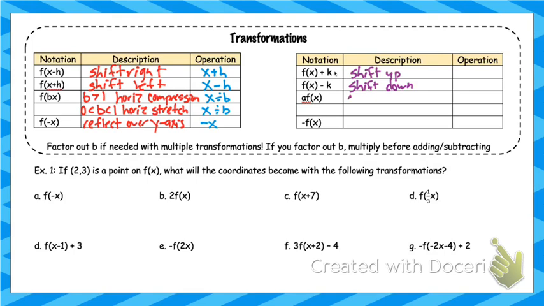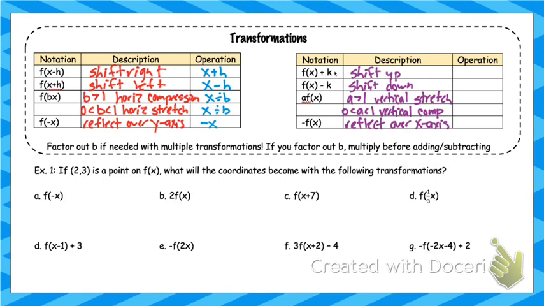That a on the outside, if that number is greater than 1, that is a vertical stretch. And then if a is in between 0 and 1, that is a vertical compression. That negative out in front is a reflection over the x-axis, because again, that would change it vertically. So all of these are affecting vertical, so all of these are going to affect the y-coordinate.